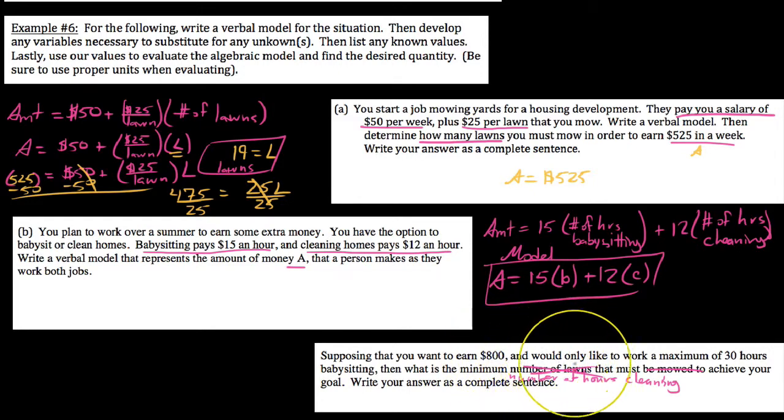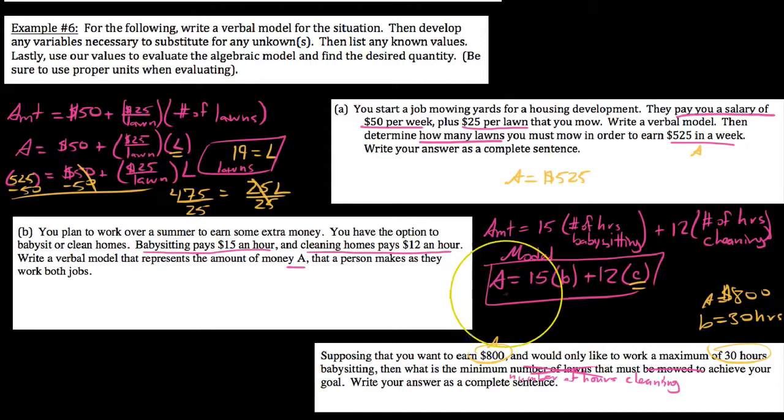When we say number of hours cleaning, that represents C here. What we want to do is find C, and what we should be given is B. The number of hours I want to work babysitting at maximum is 30 hours, so I know that B is 30 hours. We'll write that down on the side, and this 800 represents the amount, so I know this amount is 800, in dollars.